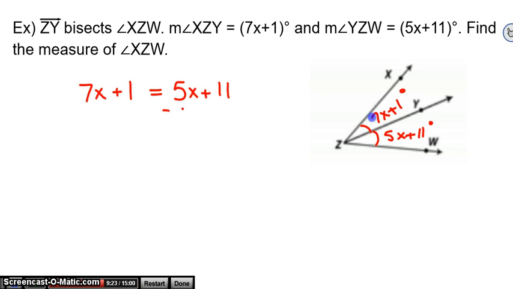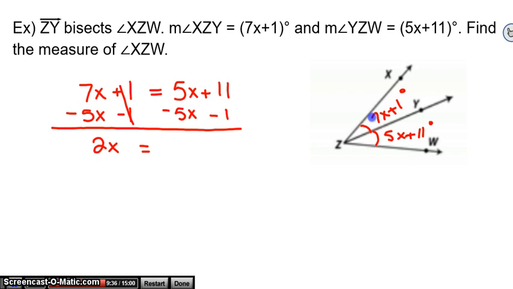To do that, I'm going to subtract 5x on both sides to get all the x's to one side, and I'm also going to subtract 1 on both sides at the same time. 7x minus 5x makes 2x. These cancel. 11 minus 1 is 10, and so x is equal to 5. But that's not the answer to the problem. All we know now is the value of x. What we really need to know is how big those angles are.